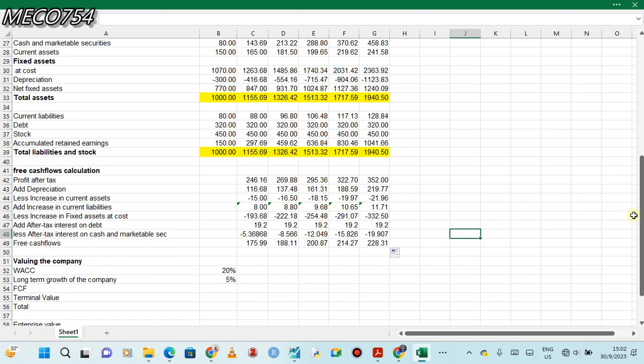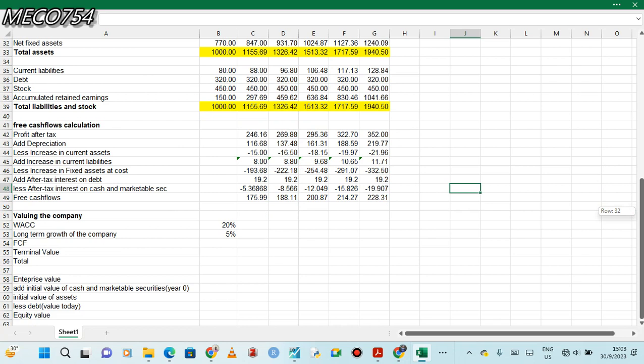Now, to value the company using the free cash flows, we will need two pieces of information. The first one that we need is the WACC. In this case, we are given that it's 20%, so I've already typed in 20%. We also need the long-term growth rate of the company. In this case, it's 5%.